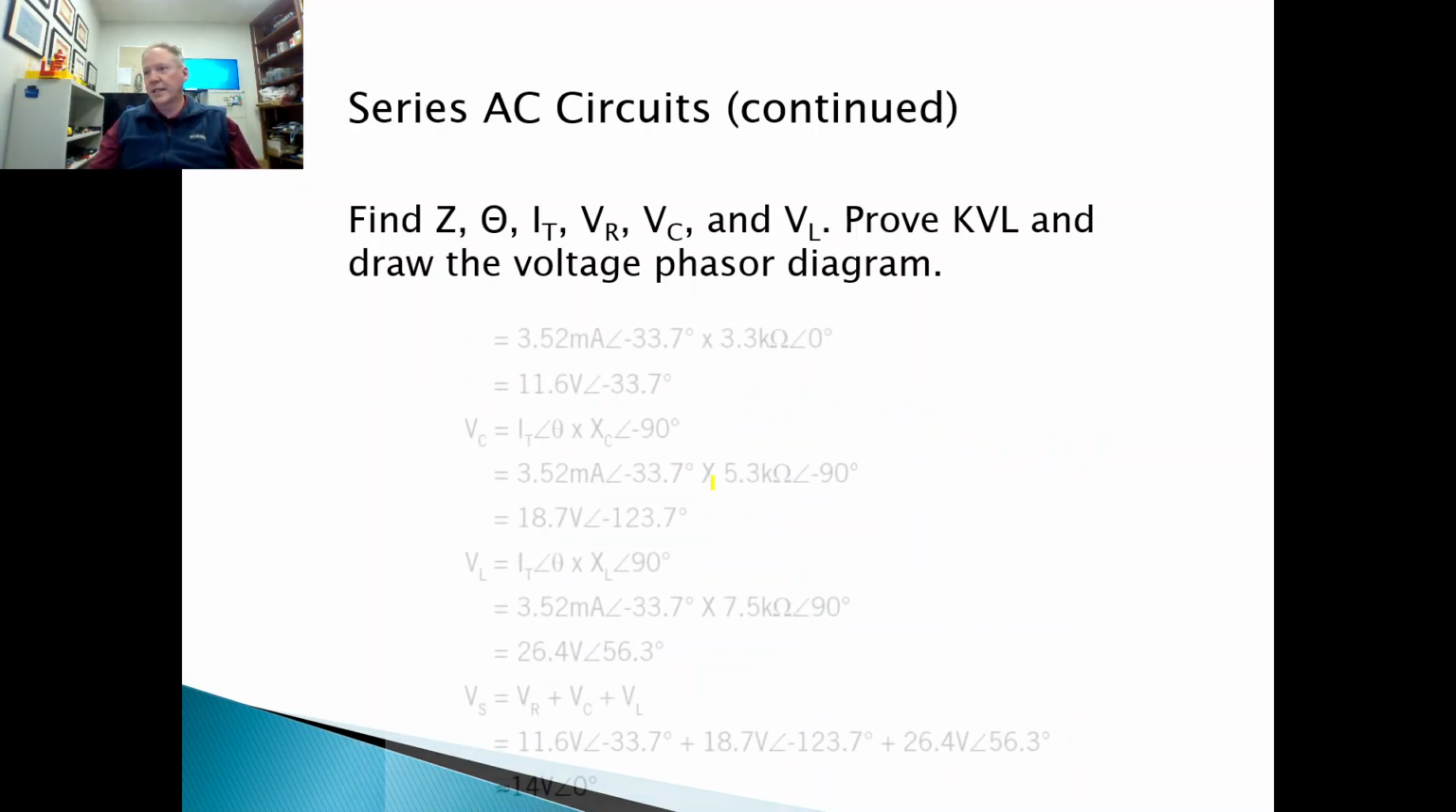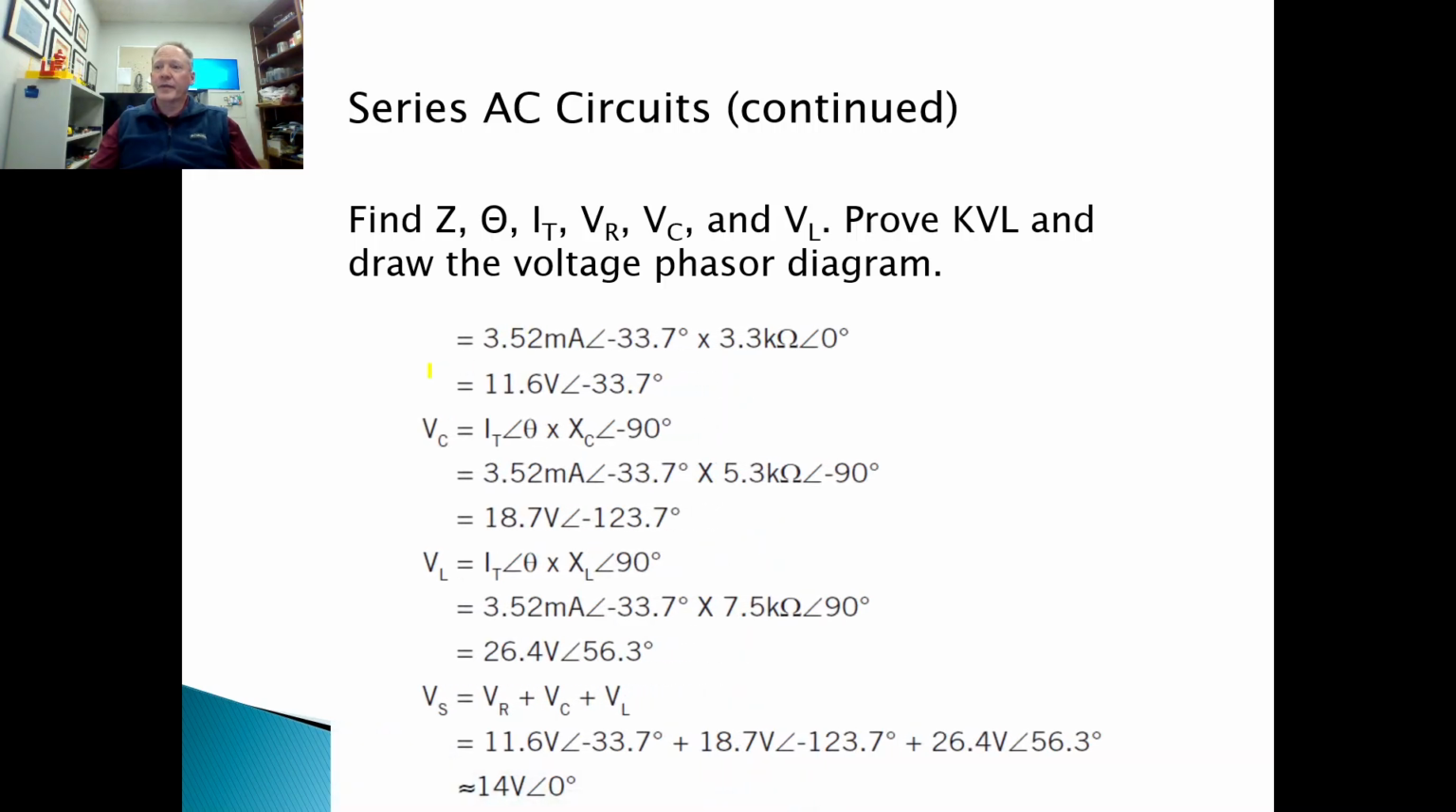Then if you just do the calculations, VR is going to be the total current times the resistance. VC is going to be the total current times the capacitive reactance. VL is going to be the total current times the inductive reactance. Yeah, I said capacitive inductance. That's capacitive reactance. And then prove it by saying 14 volts is going to be the sum of all these added up, which it will be.